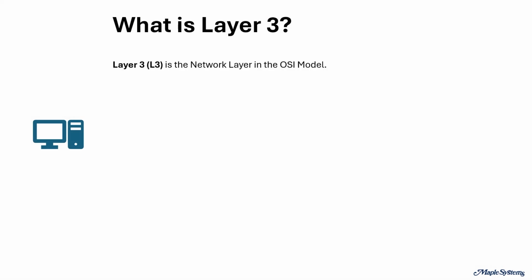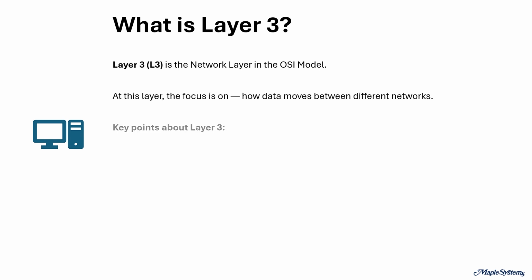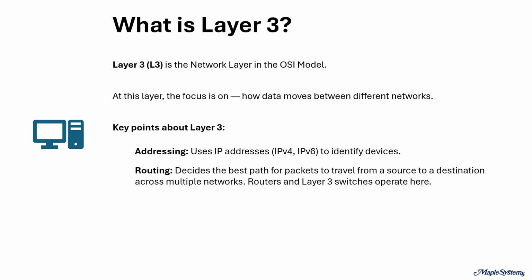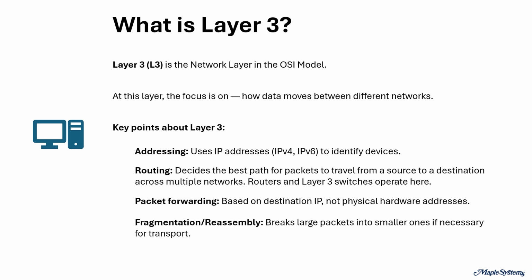So what is layer 3? Layer 3, or L3, is the network layer in the OSI model. At this layer, the focus is on how data moves between different networks. So key points for this: it uses IP addresses instead, so IPv4, IPv6, to identify devices. Routing decides the best path for packets to travel from a source to a destination across multiple networks. So routers and layer 3 switches operate here. Packet forwarding is based on destination IP, not physical hardware addresses. And fragmentation and reassembly: it breaks large packets into smaller ones if necessary for transport.